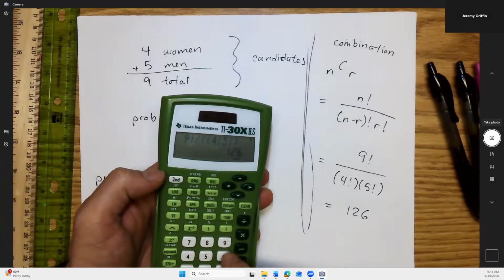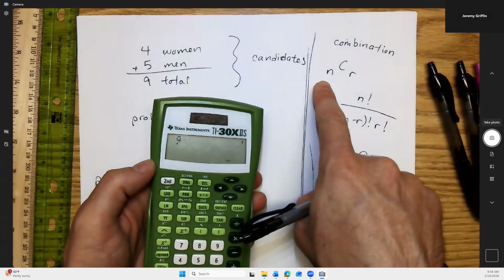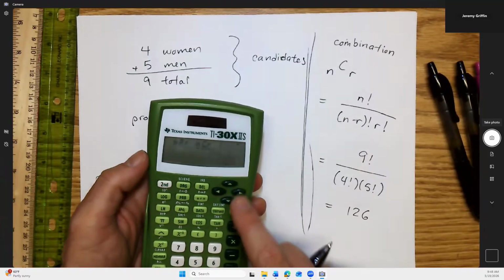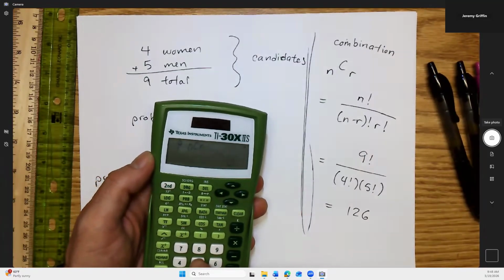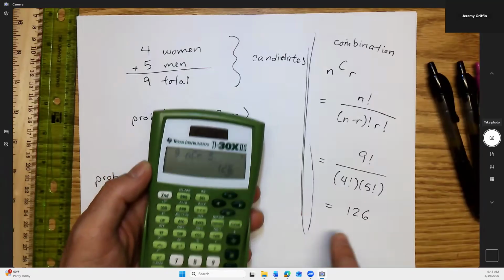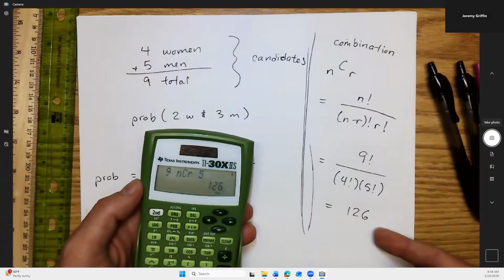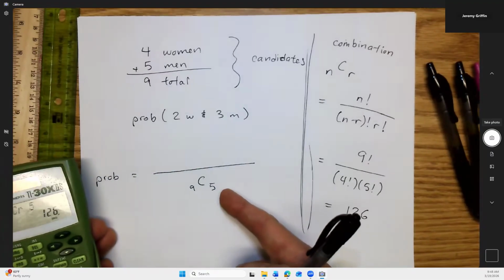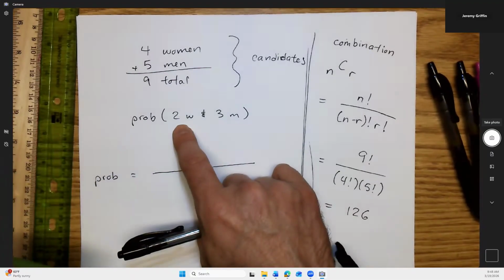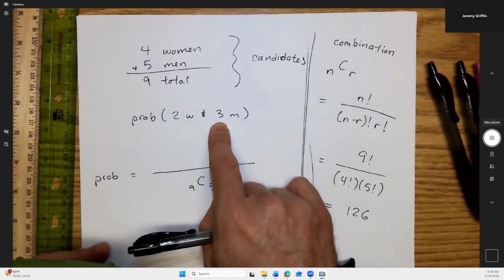Or I could have done it this way. Say I type 9, go to probability, do nCr, and then 5, and look, it's also 126. There you go. I just showed you a few different ways to get to the number 126. That's taking the place of this denominator right here. But what about the numerator? I still haven't addressed 2 women and 3 men specifically.